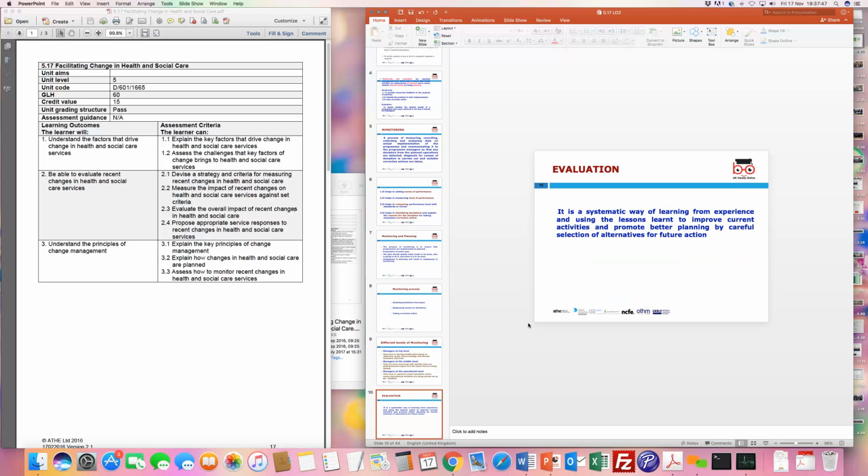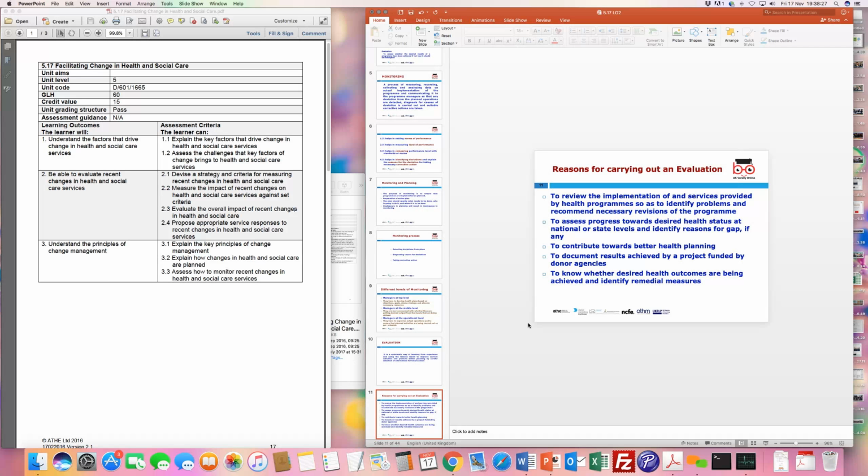So evaluation is nothing but a systematic way of learning from experience and using the lessons learned. So I think sometimes we do get to see lessons have been learned. You get to hear that phrase quite often on the news, that lessons have to be learned. So evaluation is nothing but a process wherein you are learning from past experiences of how to improve the current standards, so that effective planning can be done to provide better care to the patient from a point of view of the health and care sector.